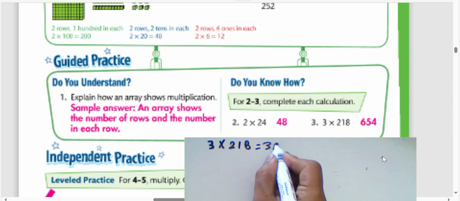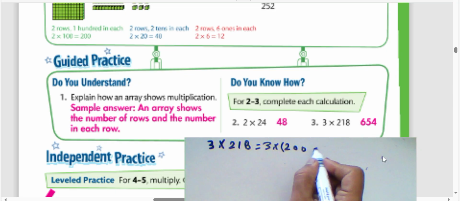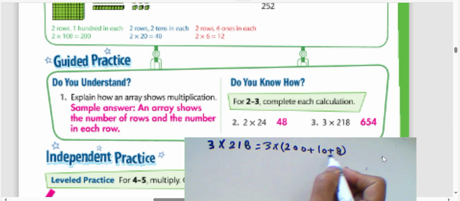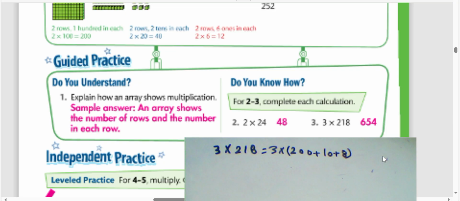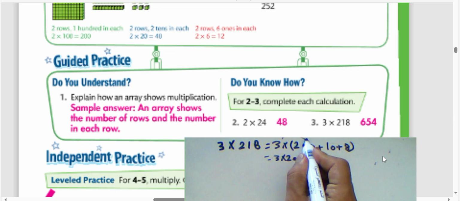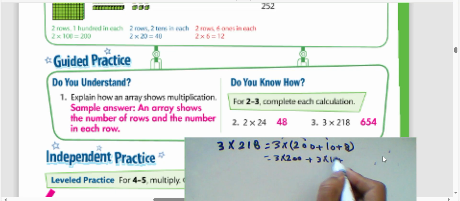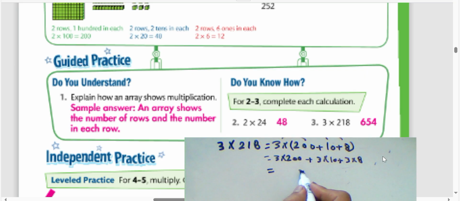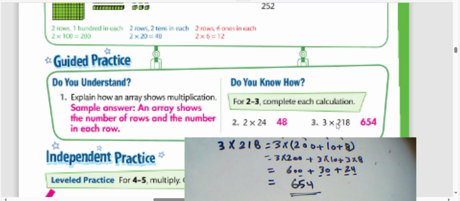We can write 3 times 218 as 3 times 200 plus 10 plus 8, using the distributive property. 3 times 200, then 3 times 10, and then 3 times 8. 3 times 200: write the double 0, and 3 times 2 equals 6, so 600. 3 times 10 equals 30. 3 times 8 equals 24. Then you can add together: 4 plus 0 plus 0 is 4, 2 plus 3 is 5, 5 plus 0 is 5, and then 6. The result will be 654.